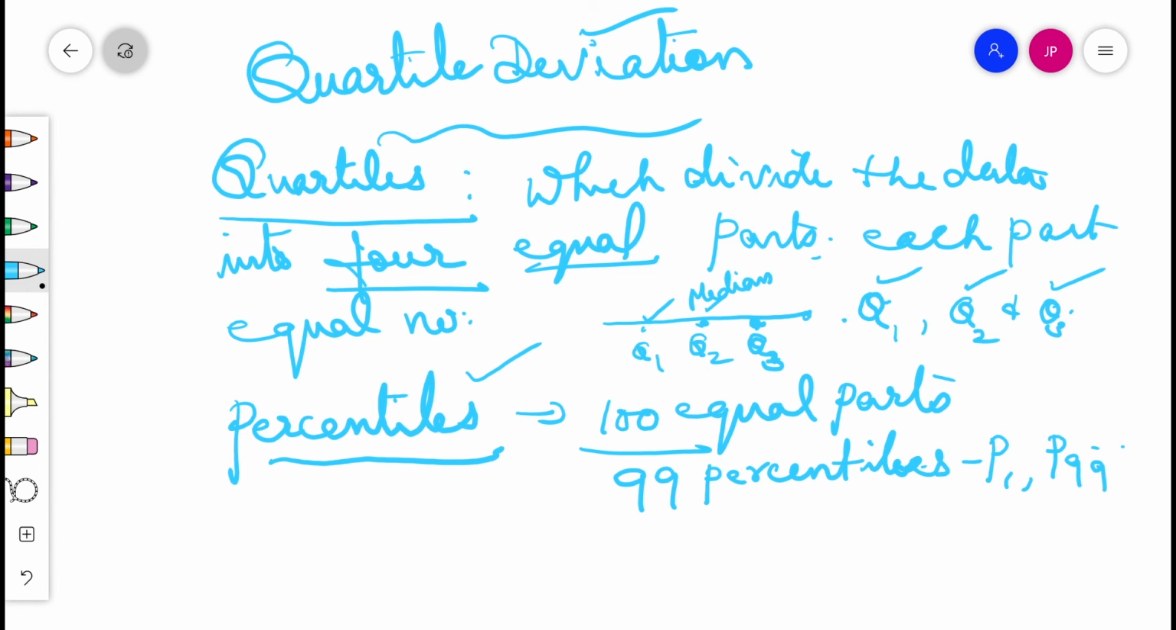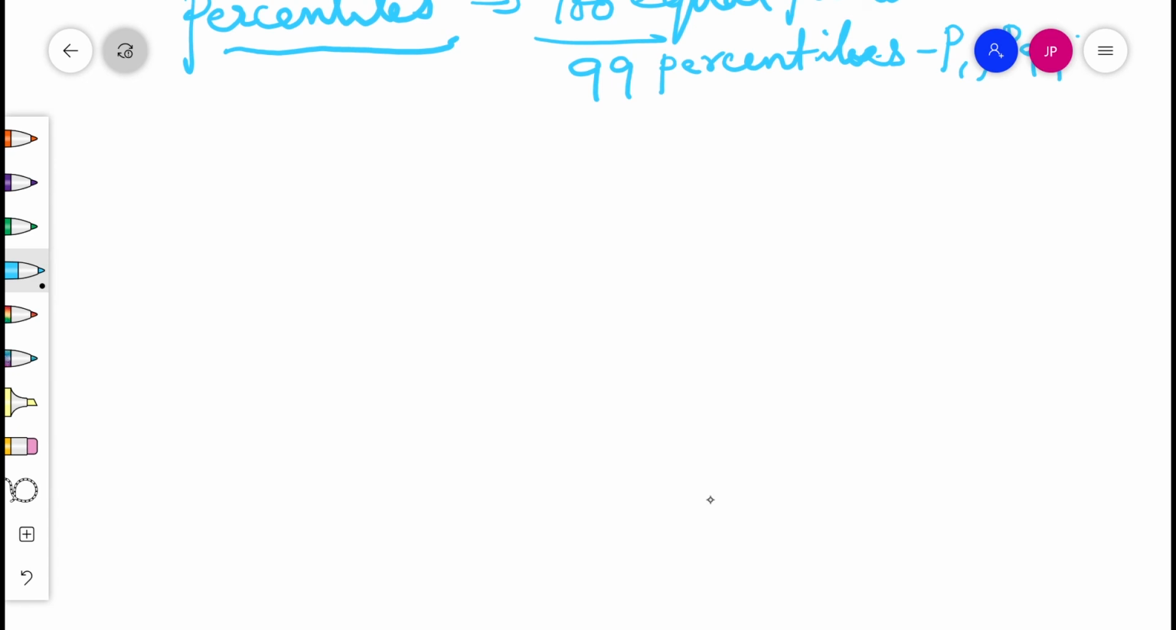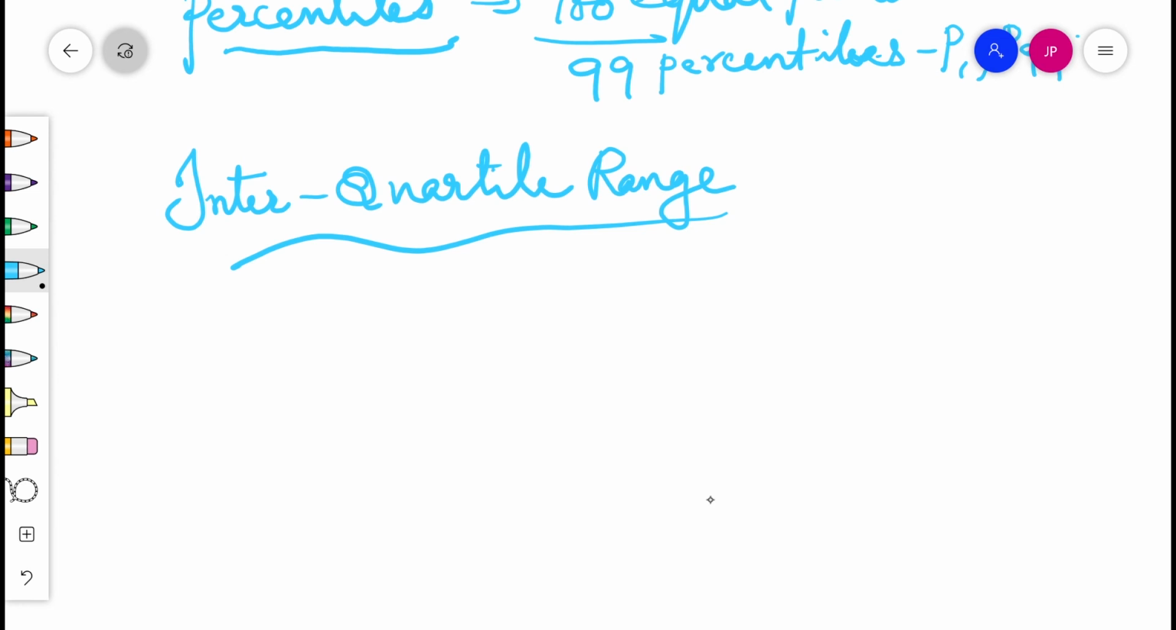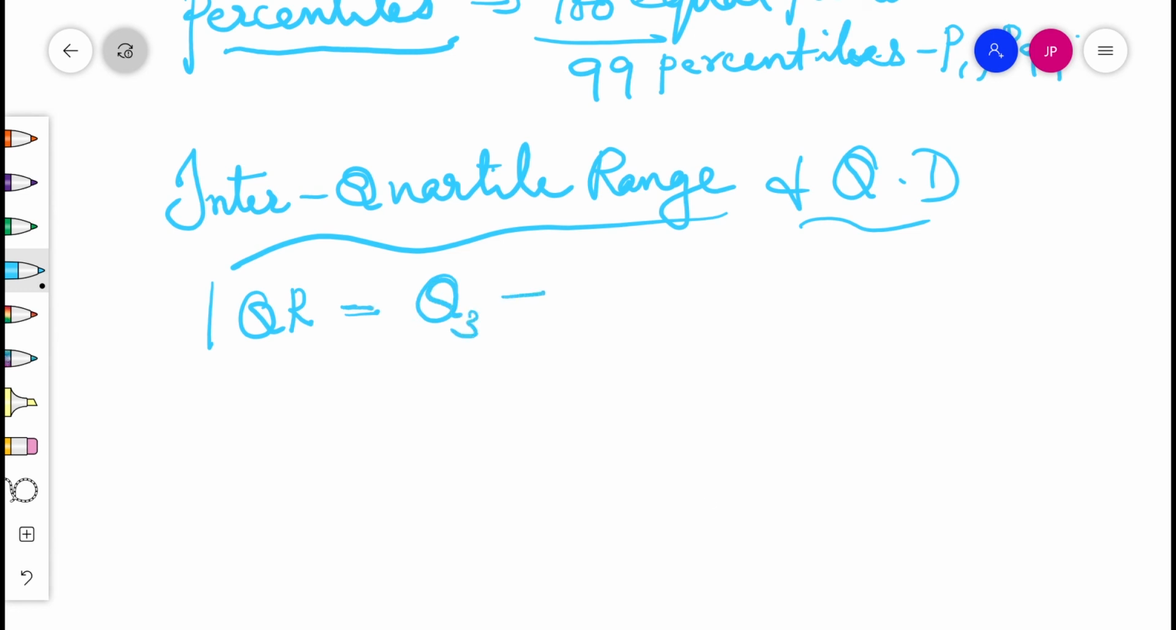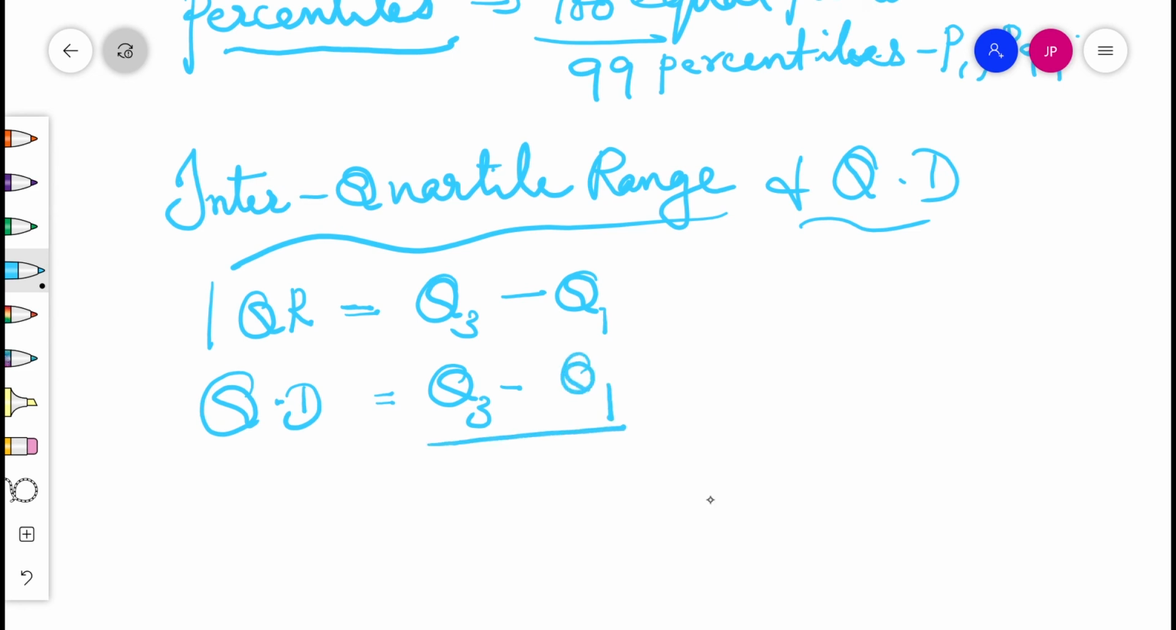So, in the case of quartile deviation, first of all, we can have interquartile range. Interquartile range and quartile deviation are other measures of dispersion. Interquartile range, IQR, is the difference between the upper quartile, Q3, and the lower quartile, Q1. So Q3 minus Q1. Meanwhile, quartile deviation is half of the difference between the upper quartile Q3 and the lower quartile Q1, that is half of the interquartile range.